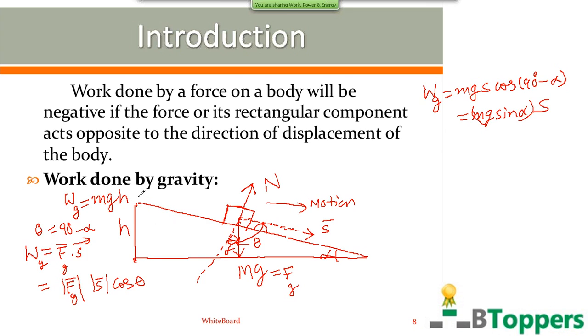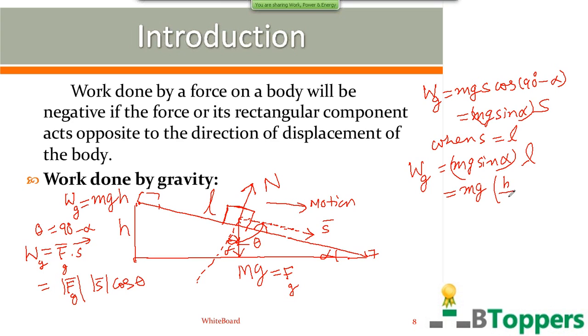So when the block slides down the inclined plane, suppose it starts from rest from the top of the inclined plane, then when it reaches the bottom, the magnitude of the displacement will be equal to the length of the inclined plane, which is usually denoted by L. If h is the height of the inclined plane, then sin alpha can be written as h by L. So the work done by the gravitational force on the body, as the body slides from the top of the inclined plane to the bottom, will be mgh.